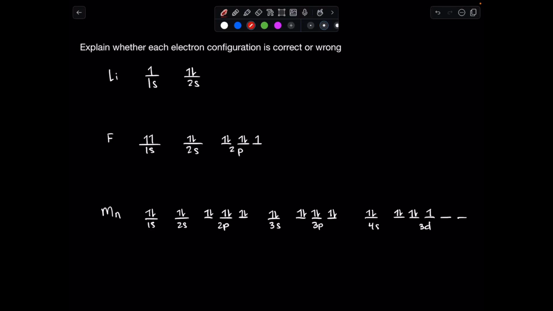In this video, we're going to determine whether each of the following electron configurations is correct or wrong, and then fix them. So let's first start with lithium, our 1s and our 2s electrons. So lithium has the correct number of electrons, that's 3 electrons, but the order that we filled them in is wrong. So this is going to be wrong. And it's wrong because we moved up and filled up the 2s before we filled up the 1s. And that's going to go against our Aufbau principle.